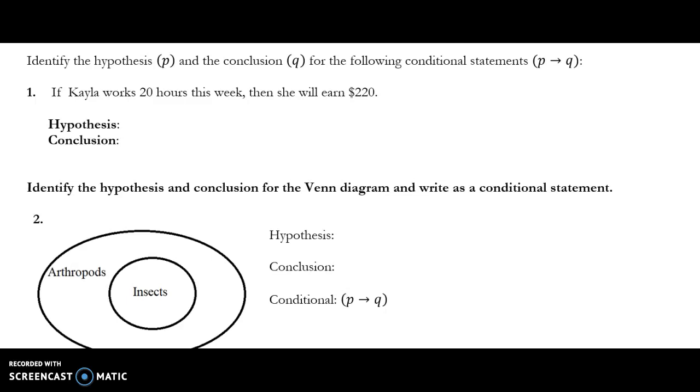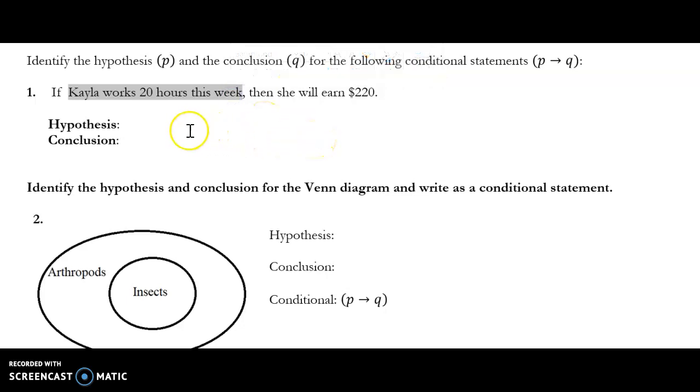This is the full walkthrough of how to review our test. First type of question, if you have a conditional statement, then you need to identify the hypothesis and conclusion. So we have our conditional statement. It's an if-then statement. It says if Kayla works 20 hours this week, then she will earn $220.